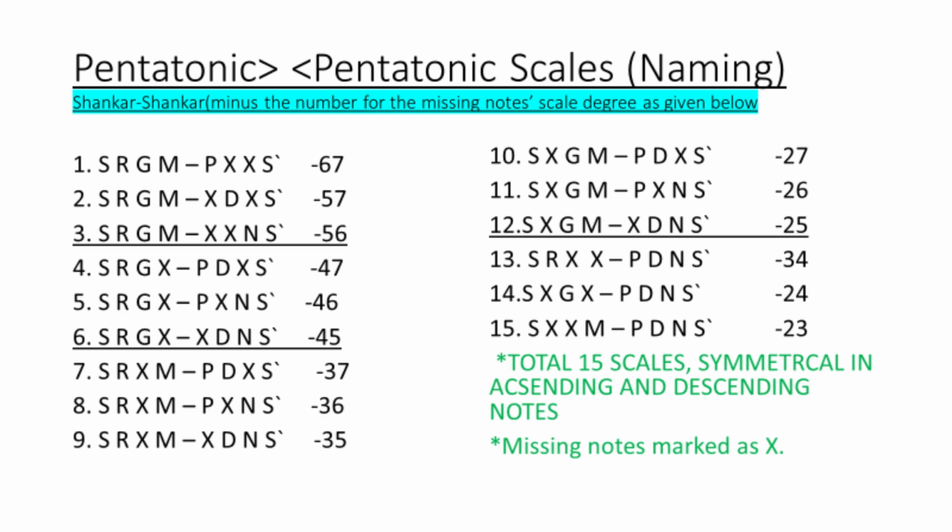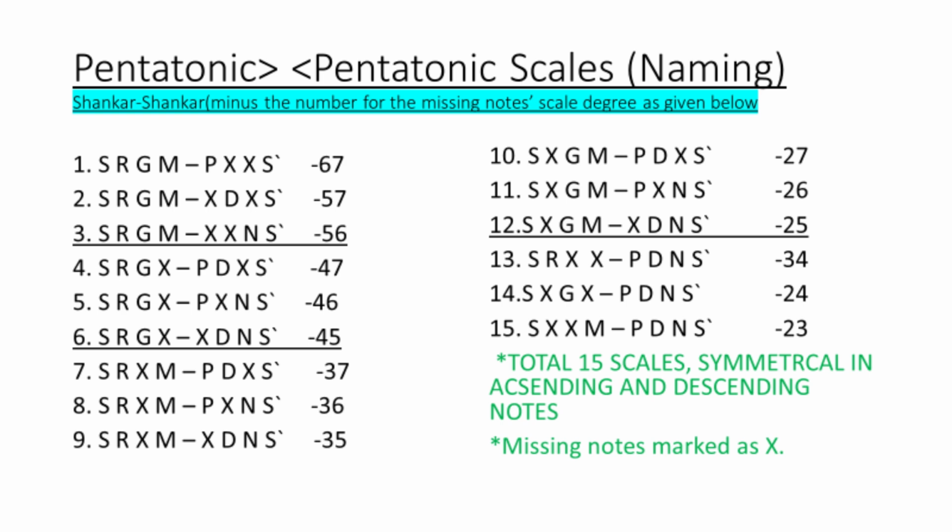So scale 4 will be Sariga Padhasa, Sariga Panisa, Sariga Dhanisa, which have the name Shankar, Shankar minus 47, Shankar Shankar minus 46, Shankar Shankar minus 45. The fourth one we already learned that it is a major pentatonic scale, Shankar minus 47.